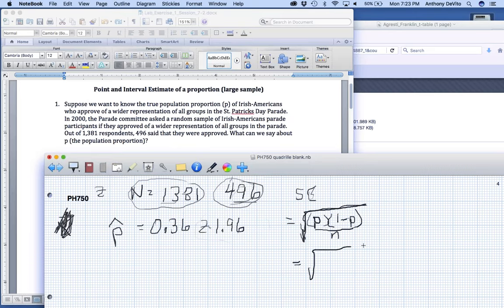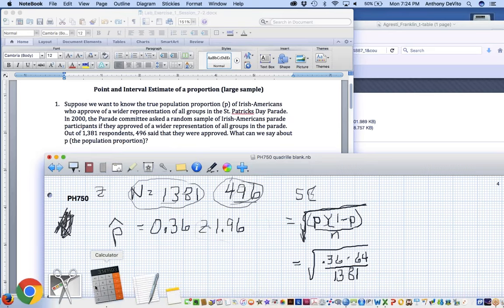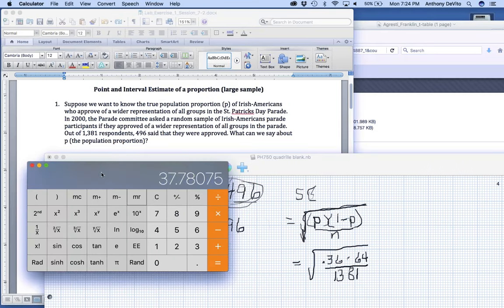So that's going to be equal to the square root of 0.36 times 0.64, right? That adds up to 1, over the sample size, which is quite large, 1381. Okay, so let's do that calculation here. 0.36 times 0.64 divided by 1381 equals. Okay, that's the inside of that square root.